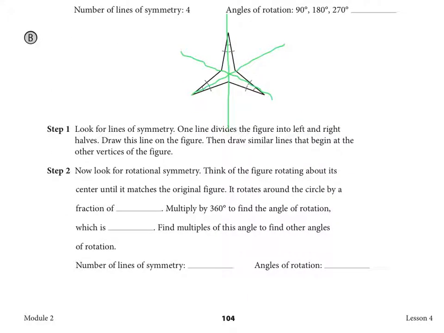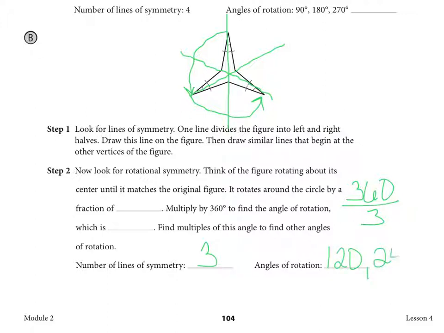Now, angles of rotation. Well, if I move this to here, it's going to look just like it does. Same thing if it moves here. And so 360 divided by 3 gives me 120, and then also 240.